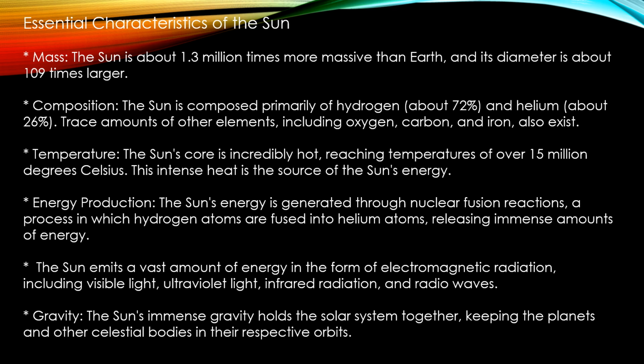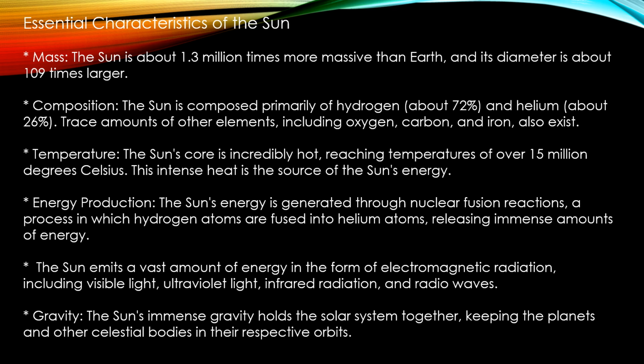Here are some more essential characteristics of our Sun. Mass. The Sun is about 1.3 million times more massive than Earth, and its diameter is about 109 times larger. Basically, what that is saying is the volume of the Sun, you could actually fit 1,300,000 Earths into it. And with it being 109 times larger, it means across the equator of the Sun, you can line up 109 Earths.